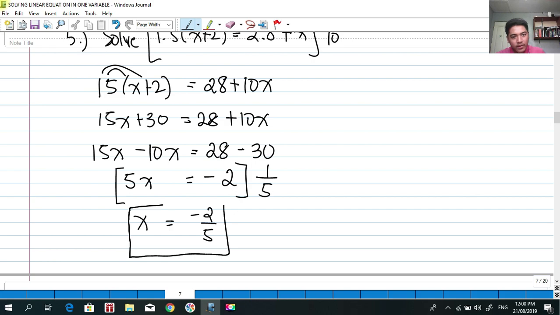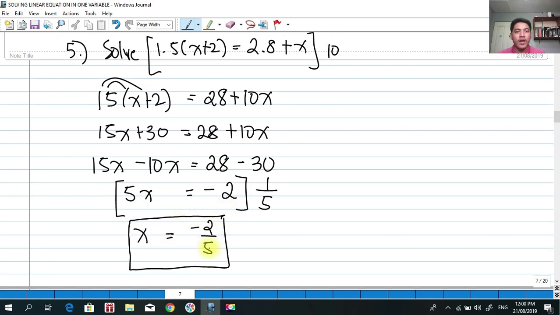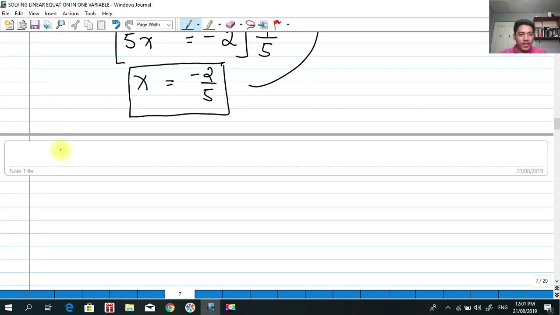If you want to check again if this is correct, we should substitute this value of x into the original equation and see if it satisfies our equation. Again, the value of our x there is negative 2 over 5. So let's try to have another example again.